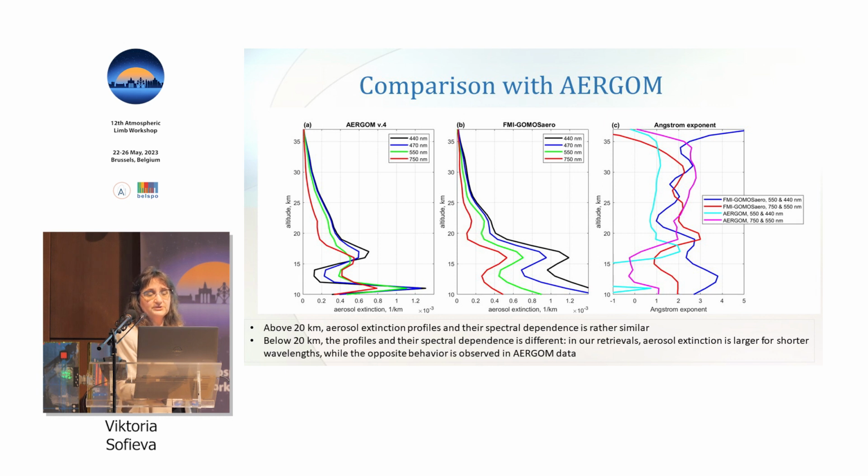In our retrievals, results are larger at shorter wavelengths, while the opposite behavior is observed in ARGOM data. Also these are the profiles of the Angstrom exponent for our retrievals using different combinations. It is slightly increasing with wavelength in the range from 1 to 3, while for ARGOM it can be below 1 and closer to 4.